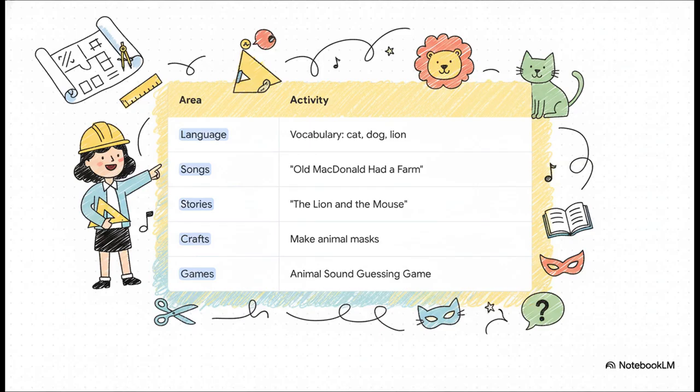Take a simple theme like animals. All of a sudden, a vocabulary lesson isn't just a boring list of words. It's woven into a fun story, a catchy song, a creative craft, and a silly game. Learning becomes this multi-sensory experience that kids are actually going to remember.